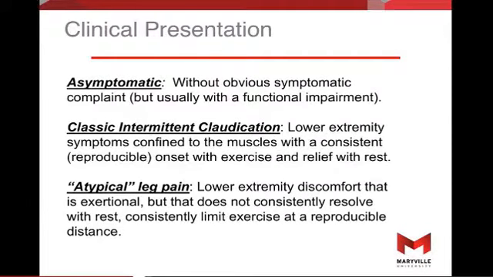Clinical presentation. So the asymptomatic, without obvious symptomatic complaints, but usually with a functional impairment that's noted, versus the classic intermittent claudication phase, which is lower extremity symptoms confined to muscles, with a consistent reproducible onset with exercise and relieved with rest. And then the atypical leg pain is a lower extremity discomfort that is exertional, but that does not consistently resolve with rest, and consistently limits exercise at a reproducible distance.